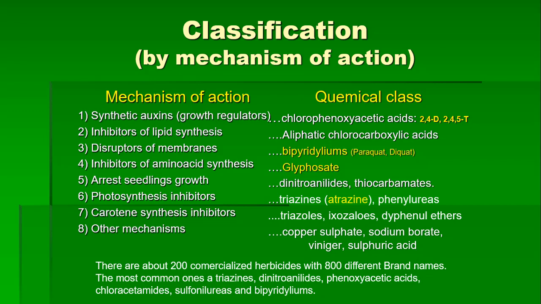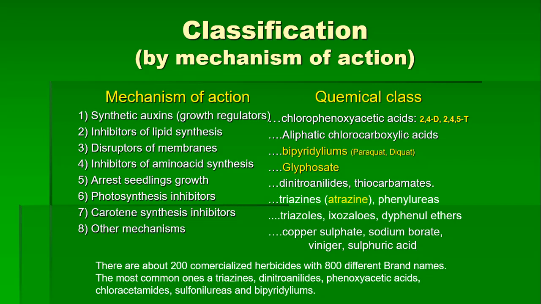One of the common ways to classify them is according to their mechanism of action. As we can see on the slide, there are many ways in which they work, such as mimicking plant hormones, also called auxins. They could also inhibit lipid or amino acid synthesis, or prevent photosynthesis in the plant. On the right column, we list some examples for each of those mechanisms of action. The ones in yellow are those that we will discuss next.